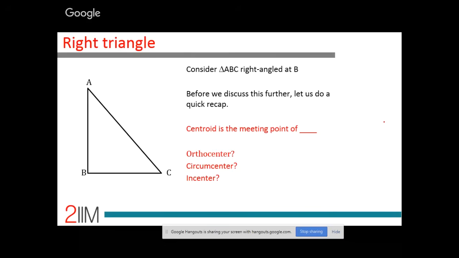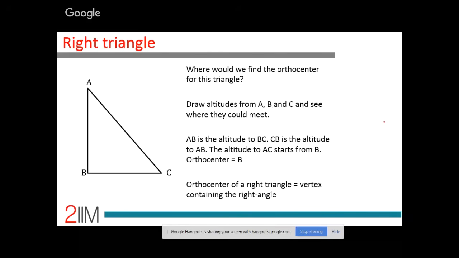AB is the altitude from A to BC. CB is the altitude from C to AB. The altitude from B goes through B. The other two meet at B. So the orthocenter has got to be B. Now we found the orthocenter. Now let's move to the circumcenter.